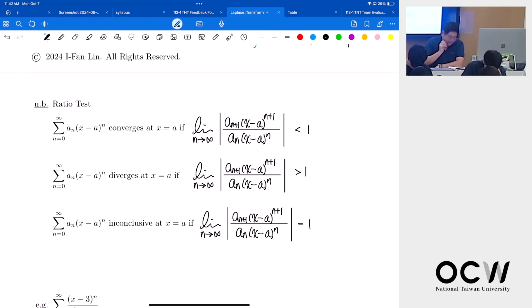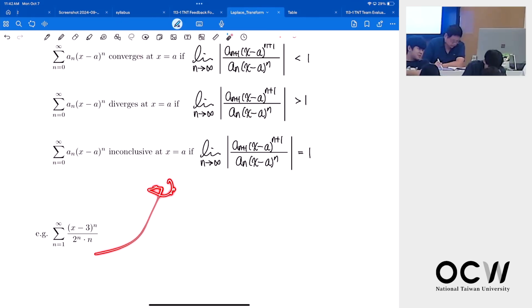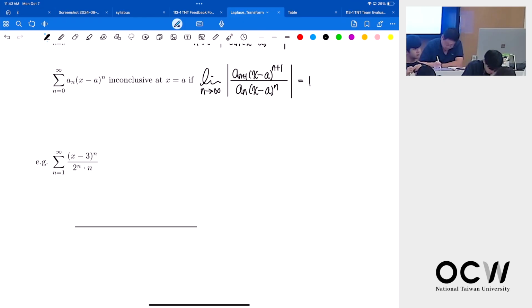Okay, let's see this example. Is this series convergent or divergent using the ratio test? So for the ratio test, this is our term, right? We need the next term, n plus 1, divided by the current term. So the next term will be x minus 3 to the n plus 1, divided by 2 to the n plus 1 times n plus 1.